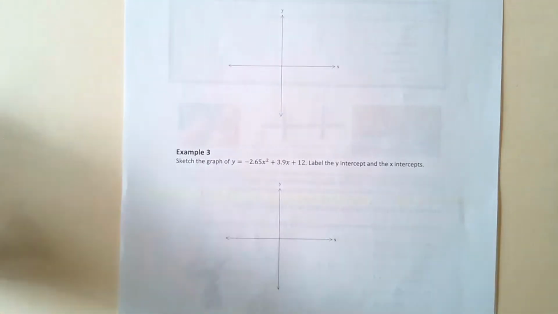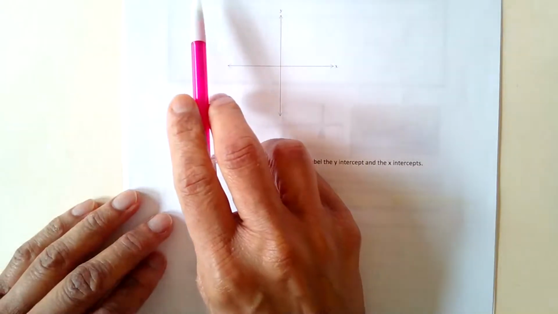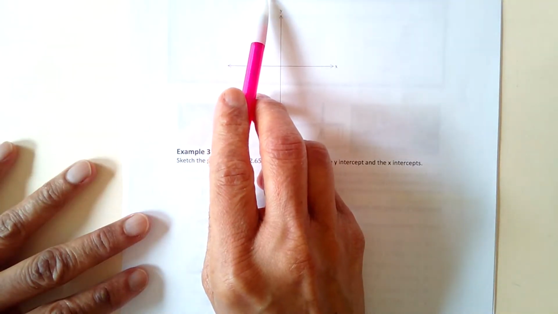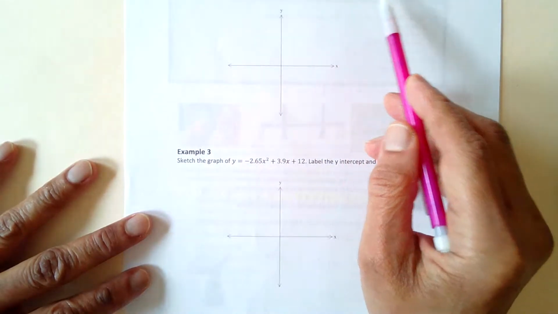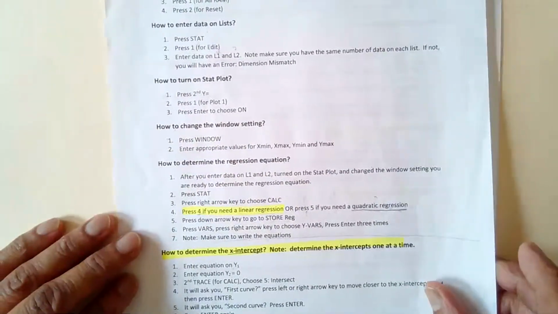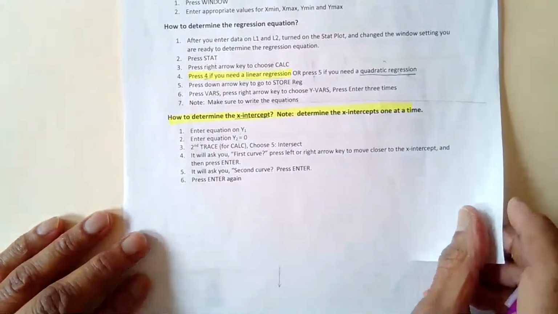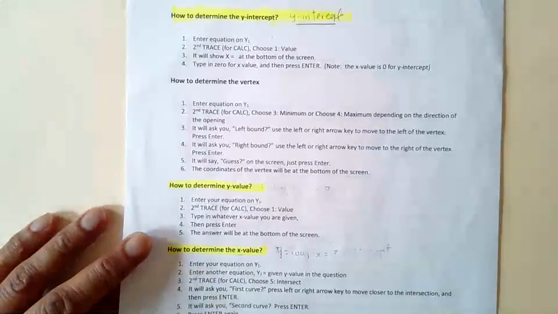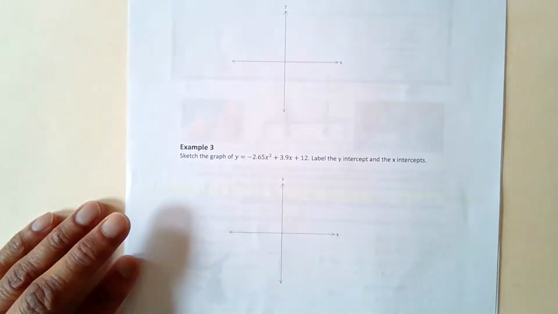So here we have an equation. It asks you to sketch a graph of y equals x squared plus 2.25x minus 7.88. Label the y-intercept and the x-intercept. Now this is very real. Probably you will need your instruction sheet to find the x-intercept and the y-intercept. So we'll go through these examples.